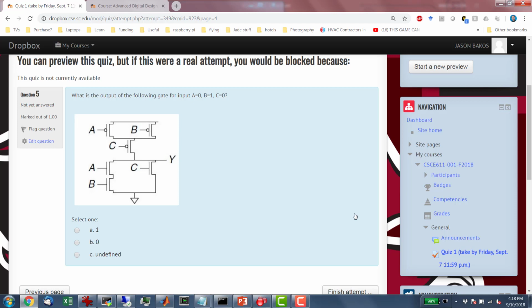You can't build a pull down network for an AND gate, right? Okay, any questions? Yes.